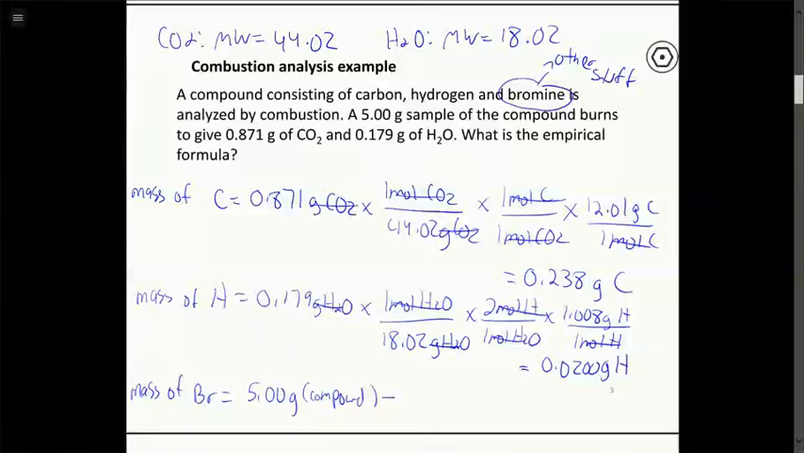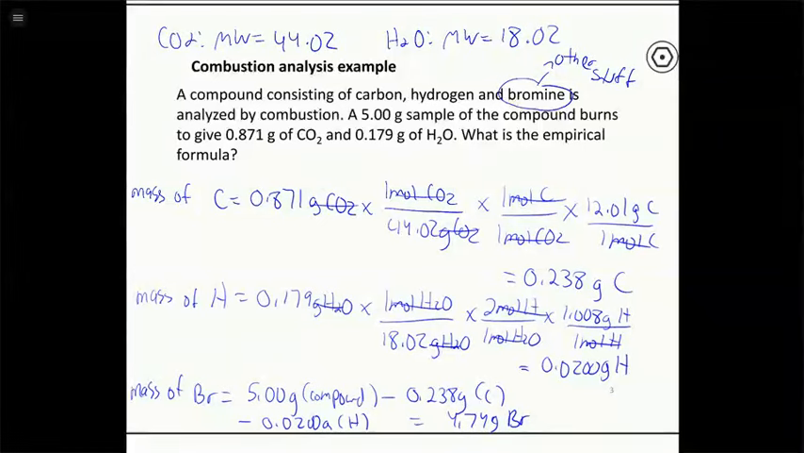And in this 5.00 grams, there are 0.238 grams of carbon. That's what we just found. We have 0.0200 grams of hydrogen that we just found. And so that means we're left with 4.74 grams of bromine. So most of the 5 grams for this compound is bromine. All right, so we have a little bit of carbon, a little bit of hydrogen, and a lot of bromine by mass, because bromine has a much higher atomic mass.